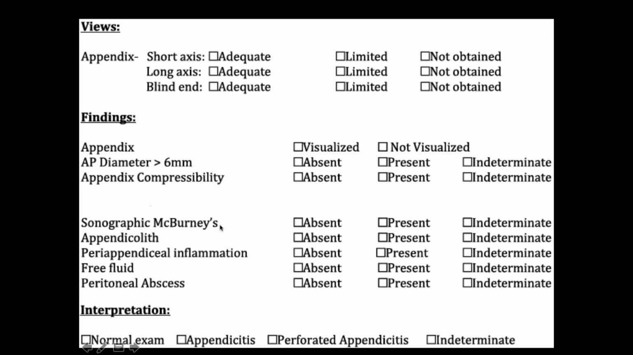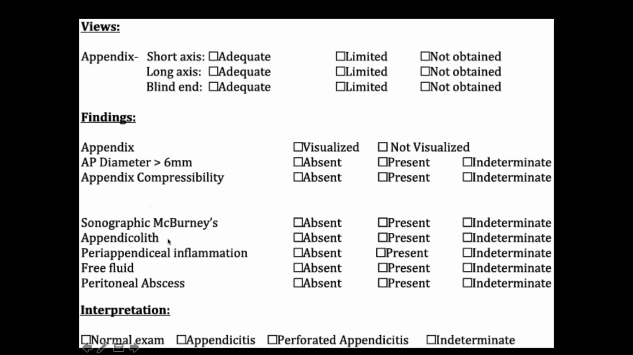Sonographic McBurney's is very similar to sonographic Murphy's. It's when you are visualizing the appendix directly under your linear transducer, or your curvilinear if it's a patient that you needed more depth on. Once you find that appendix under the ultrasound, you then compress. If the patient is tender while you're doing that, that's a positive sonographic McBurney's, and you're going to make note of that. That is suggestive of appendicitis.